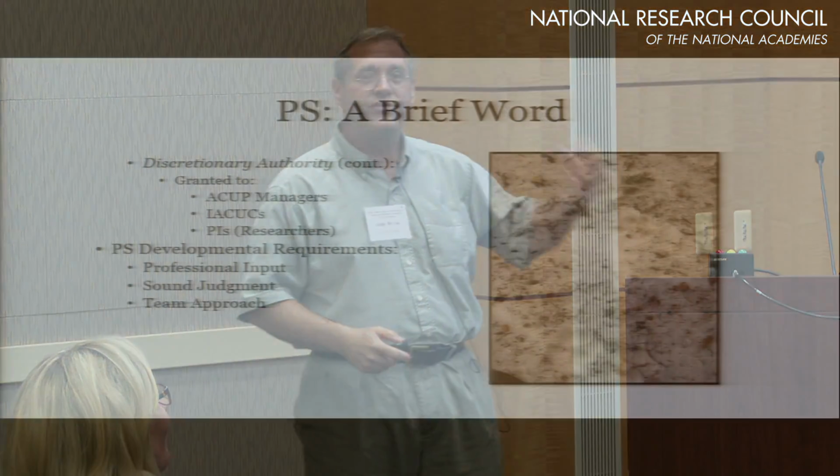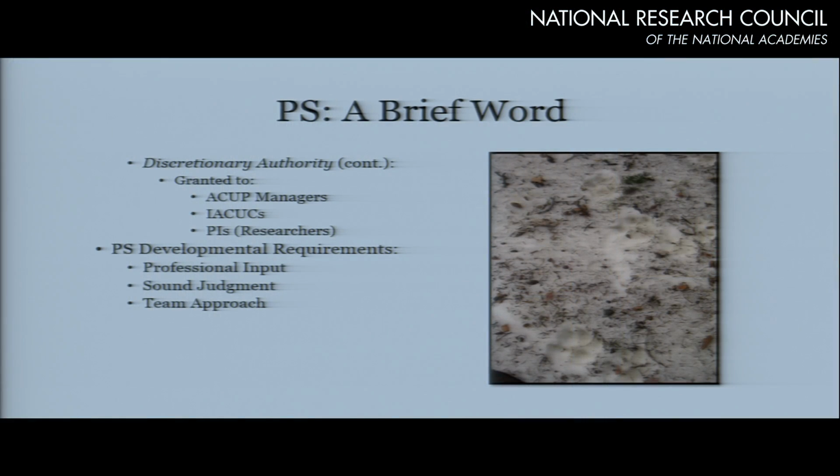All right, so discretionary authority. Who gets this if you're a wildlife IACUC? Who is granted this discretionary authority? Well, as it says in the definition, the ACUP managers, certainly the IACUCs, and the PIs. And I like this part of the definition because we're going to talk a little bit about consulting and resources in terms of doing wildlife IACUC review.